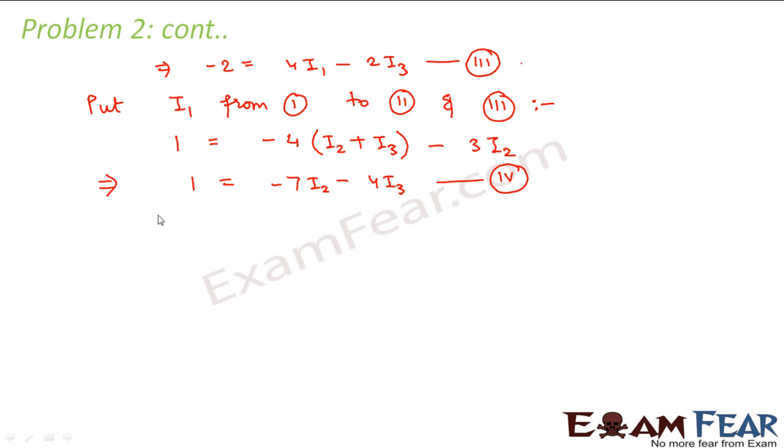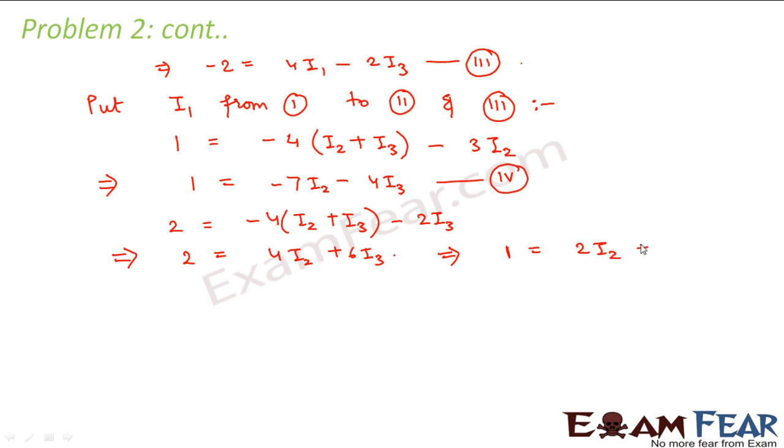Similarly, we will do the same thing to equation 3. So in equation 3, we will get 2 is equal to minus 4I2 plus I3 minus 2I3. So this will give 2 is equal to 4I2 plus 6I3. Or we can write this as 1 is equal to 2I2 plus 3I3. So this is equation 5.